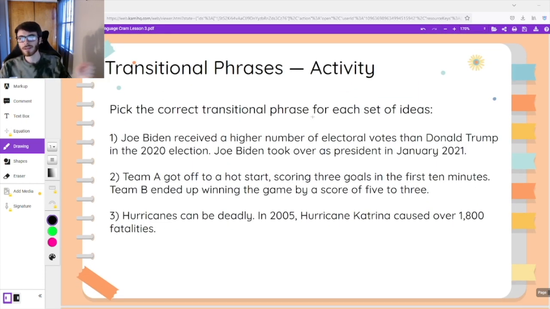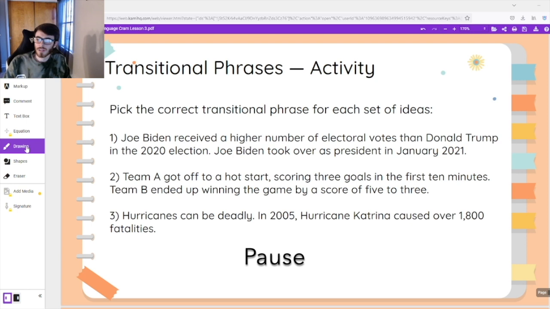Okay, let's do an activity. Let's try to pick the correct transitional phrases for each set of ideas. There could be multiple. In the case where there's multiple that could work, just pick one that would work. But take a look at each of these. Do all three. Pause, do all three, and then we'll talk about all three instead of doing each one individually. Take a look at these.